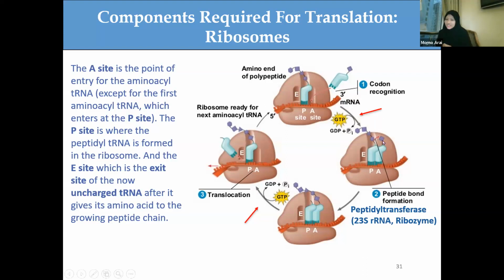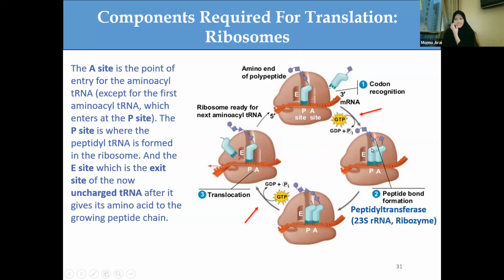Someone said Shine-Dalgarno is transcribed but not translated. Yes, you're right. So Shine-Dalgarno, the 5' cap for eukaryotes, they're not translated, but they're transcribed from the DNA. So I think what you said is right. It does look like it's on the small one, but it's on the large one, if I'm not wrong. That's what I know.